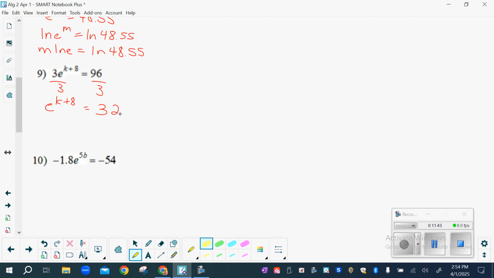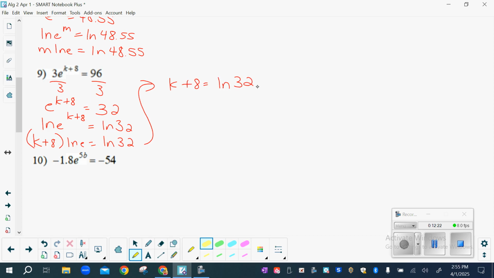So what would my next step be? This group back here. Log. Good. Which log is better, natural log or LOG log? Natural log. Good. So want to take the natural log. And then what can we do next? We did that log so that we could do something with that k plus 8. What is it? Move it to the front. So this is k plus 8 times the natural log of e equals the natural log of 32. So this gives us k plus 8 equals the natural log of 32.